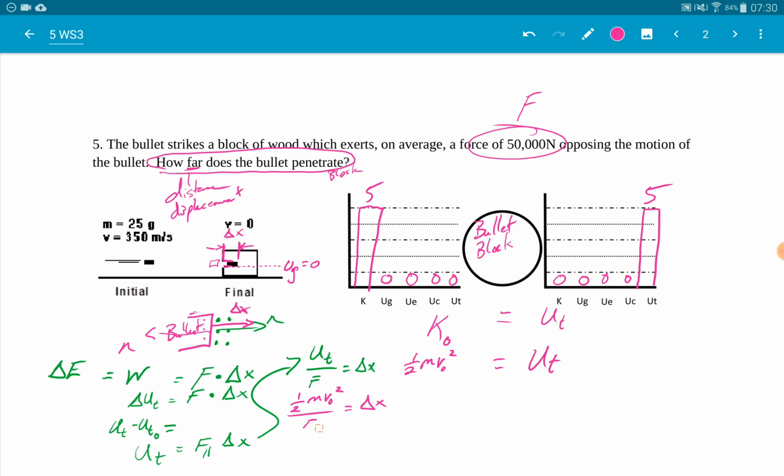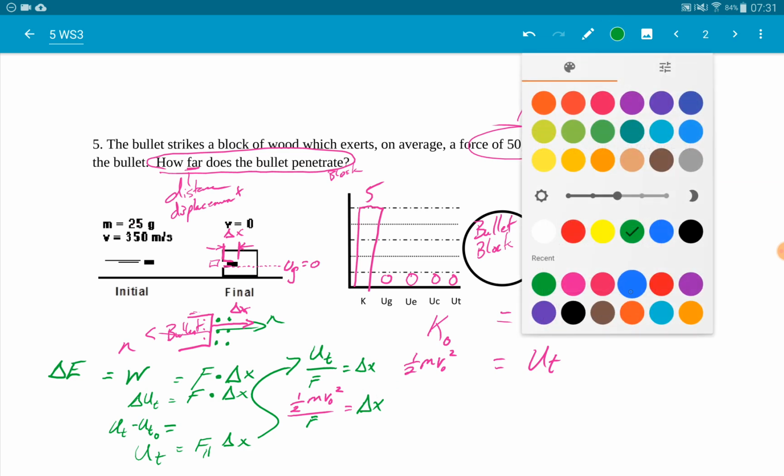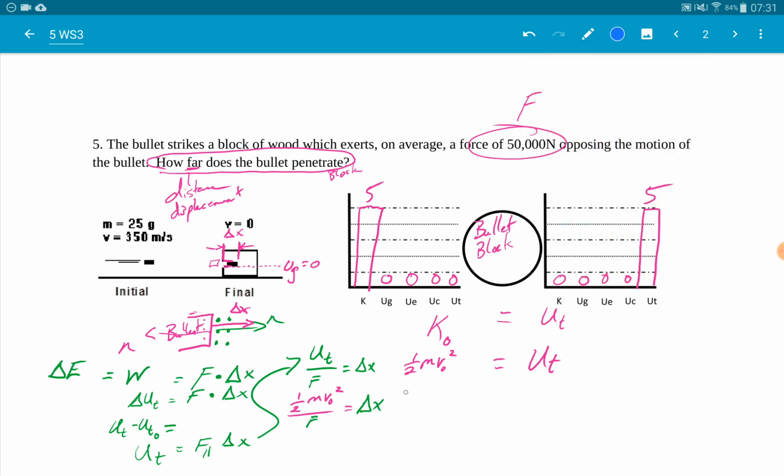I guess I should do these guys in green. Maybe I shouldn't be so particular. Force and then delta x. All right, so now let's think about what numbers we're going to put in, and I'll do that in blue over here. What numbers are we going to put in? The mass. The mass is what? 25 grams.